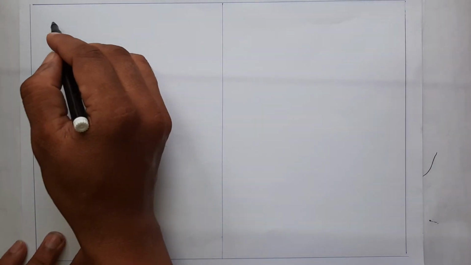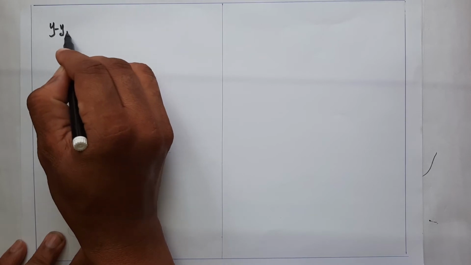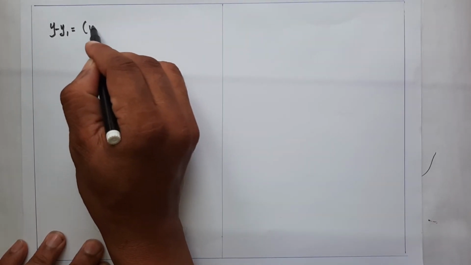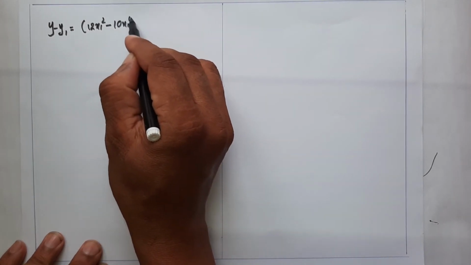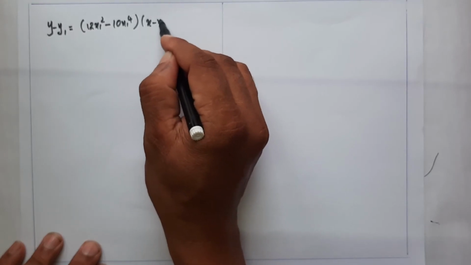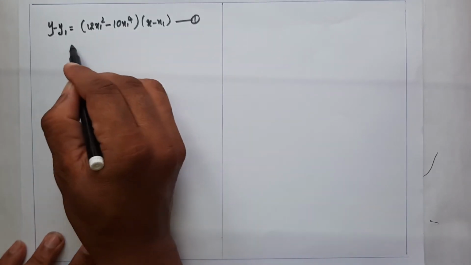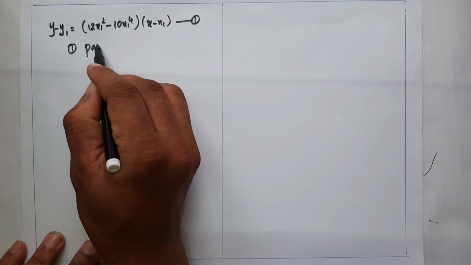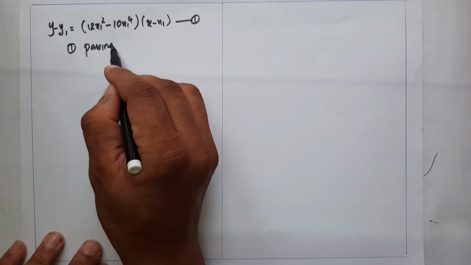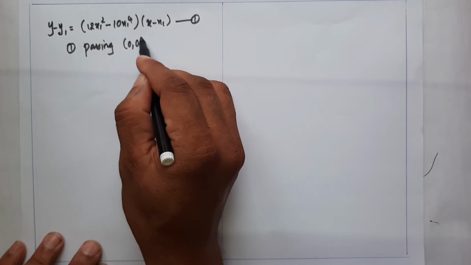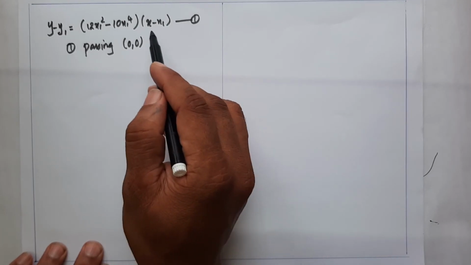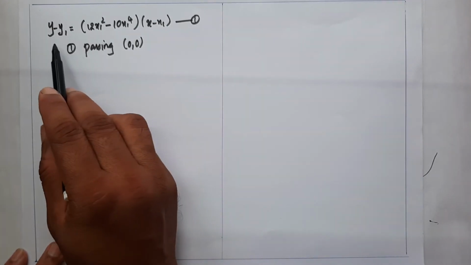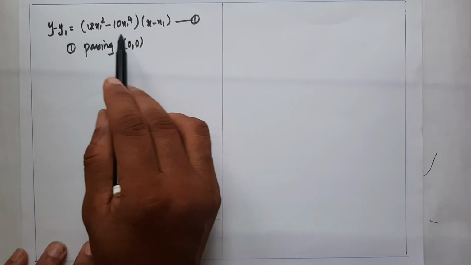Okay. Now, we are given that this tangent line passes through the origin. Our equation of tangent is y minus y1 is equal to 12x1 square minus 10x1 raised to 4 into x minus x1. Equation 1 is passing through the origin. Origin means 0, 0. That means here we put x equal to 0 and y equal to 0, because x1, y1 is a fixed point, and now we pass through this variable point x, y as 0, 0.